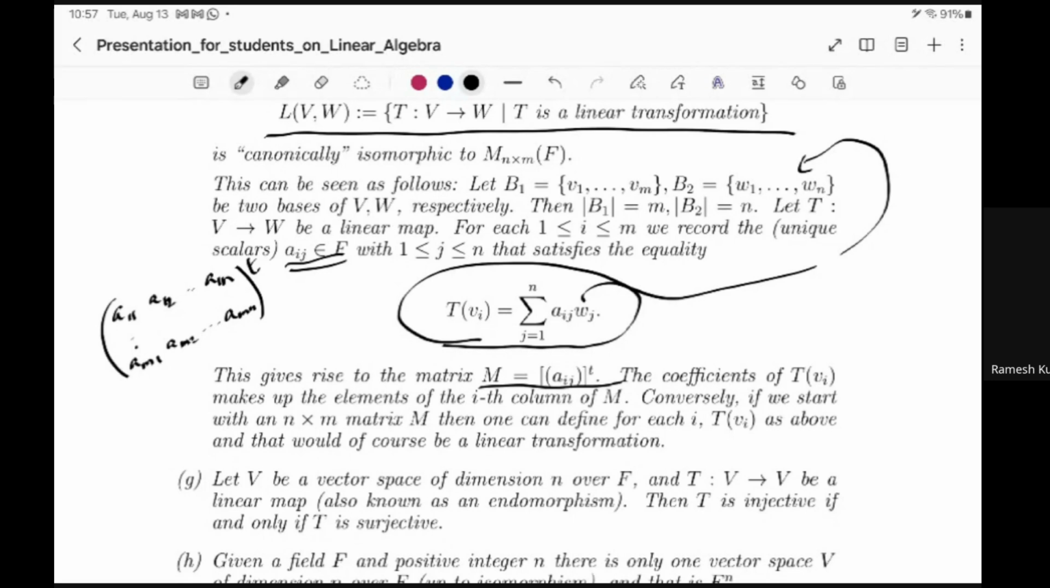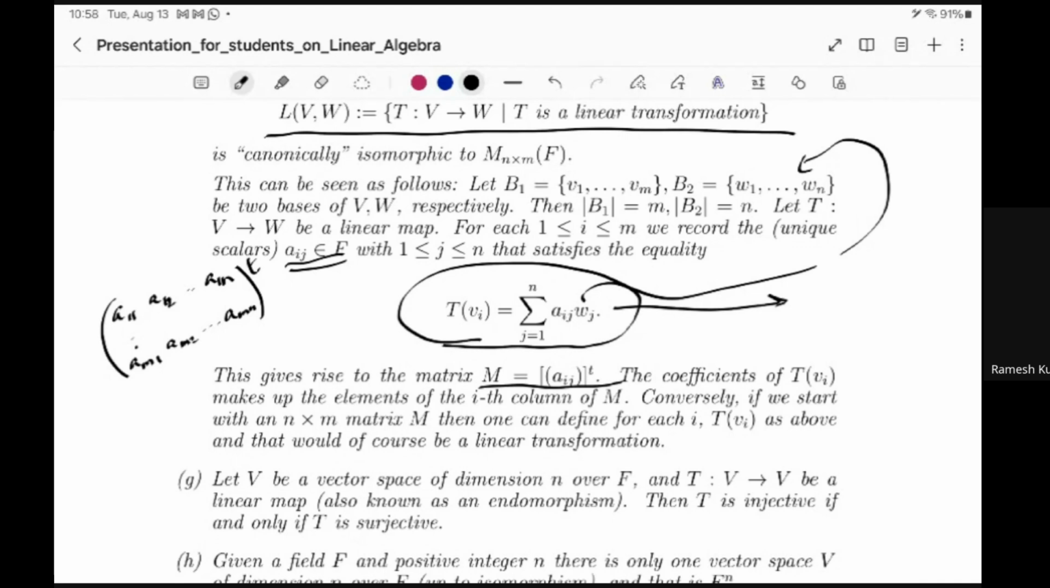Okay, and also if you're given a matrix, then you can define a T exactly by this relation, where, as I said, the Vis and the Wis are bases. So every matrix M will give rise to some linear transformation, but why is this well defined?